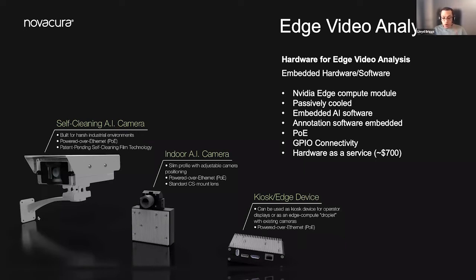There's no hardware anywhere else in the process. It's just these devices, these cameras. They have various capabilities as well. They have the software embedded within them, so there's no external software required. They're just, like I say, powered over the Ethernet, and they have GPIO connectivity. So if they need to talk to your PLCs or to your manufacturing equipment or to have any alarms, these can all provide that with just the camera alone. And they roughly cost around $700 as hardware as a service.